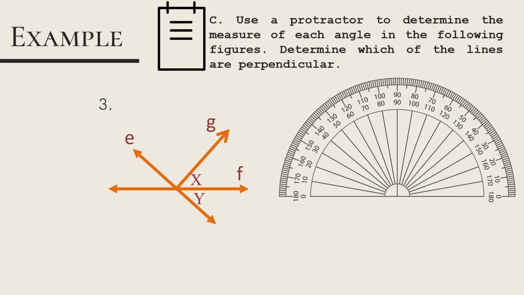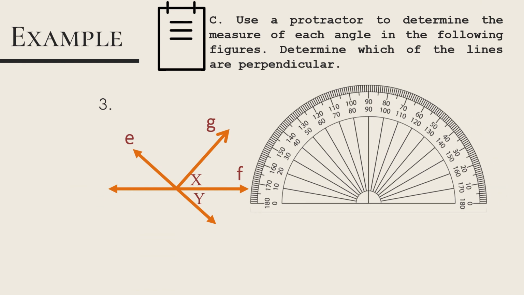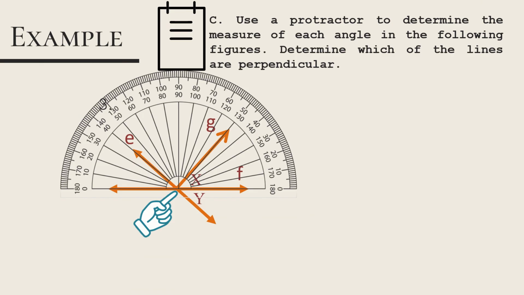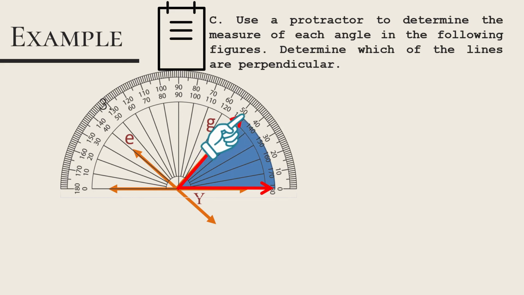For example number 3, let us first get the measure of angle X. Let us first measure angle X, starting from this side. This will be our starting point from 0 degrees up to the other side of the angle. We now have the measure of angle X, which is 50 degrees. Again, the measure of angle X is equal to 50 degrees.